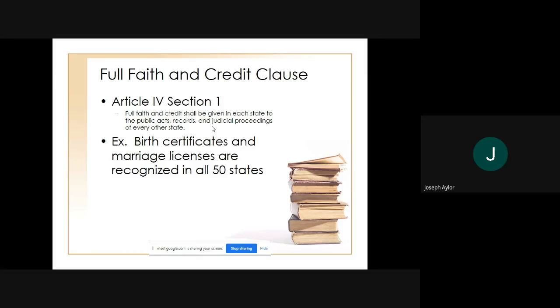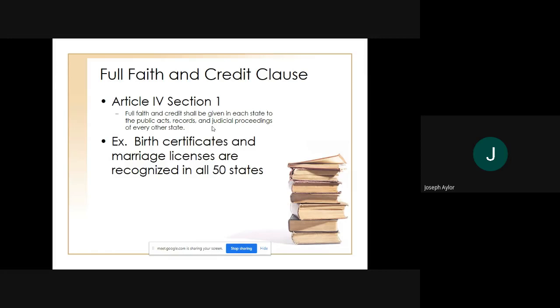That has since changed. And a good example that would be very familiar to you guys of the full faith and credit clause would be if the state of Kentucky issues you a driver's license when you go and drive into Cincinnati. They recognize the fact that since Kentucky has given us the right to drive, they too give us the right to drive.